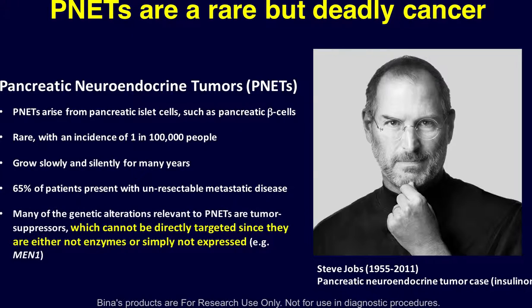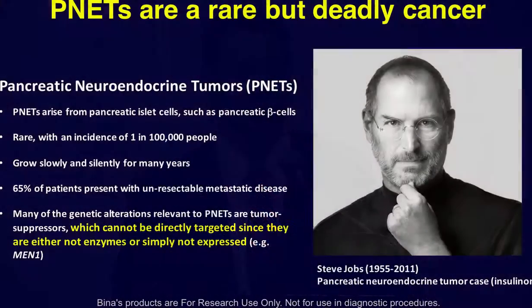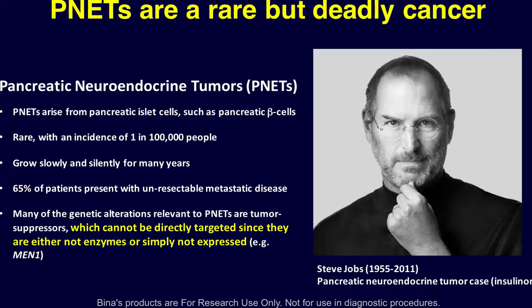One of the big challenges about pancreatic neuroendocrine tumors is they're very unique as well. Many of the genetic alterations that occur in pancreatic neuroendocrine tumors, the variants that are present that actually drive the growth and survival of these kinds of tumors, are not things that can be directly targeted. The variants that we do tend to find are things that are in what we call tumor suppressors. And tumor suppressors are often not enzymes, so they're not easy drug targets. And in addition to that, many of these tumor suppressors are simply not expressed. And so the fact that they're not expressed allows the tumor to grow and develop, and so of course you can't target something that's not there.